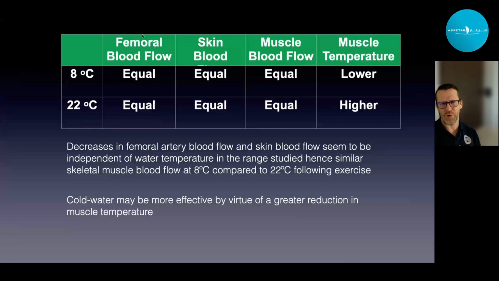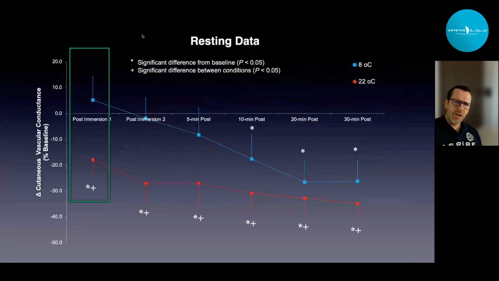This has been consistent in other studies as well that we've done. So using these indirect measures at the moment, we would potentially suggest that muscle blood flow might not be that different when you change the water temperature.